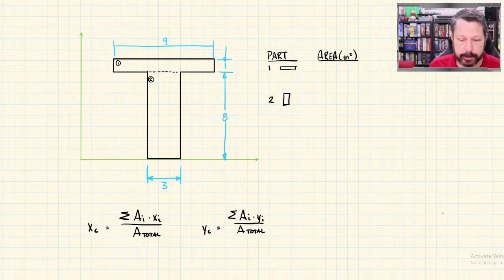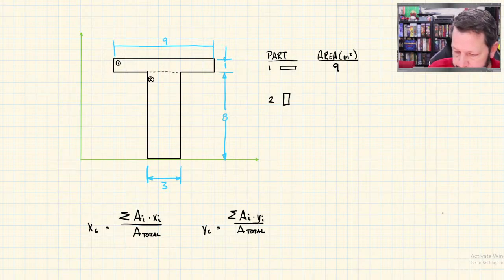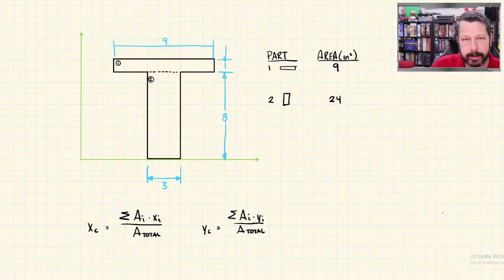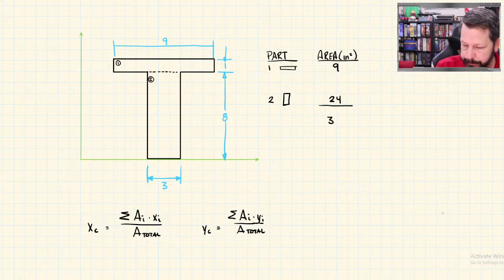The first area is pretty simple, 9 times 1, so that's 9 square inches. The second area is 8 times 3, 24. And so I would keep calculating all the areas of my parts. We'll do one that's got more complicated geometry in a minute, once we get our procedure down. So this is easy enough. The total area is 9 plus 24, 33.